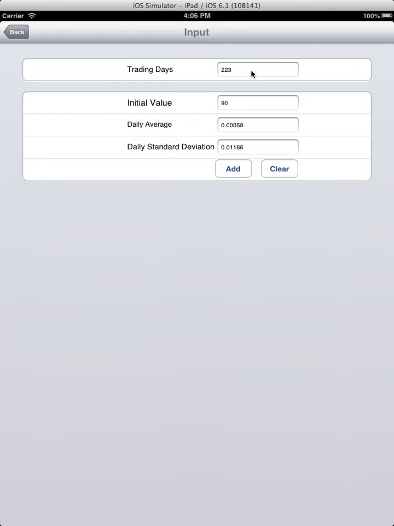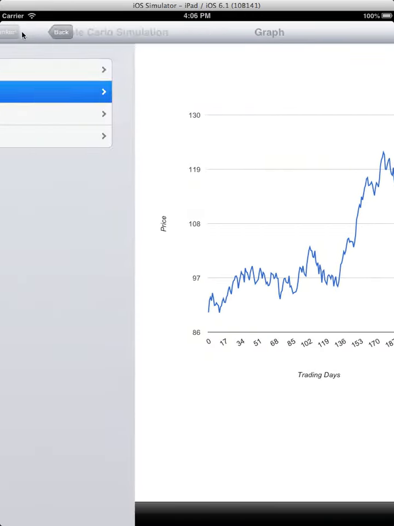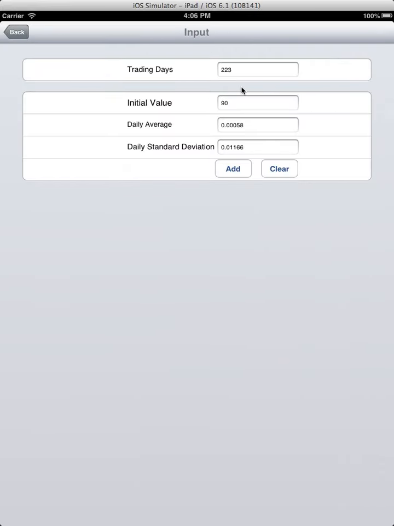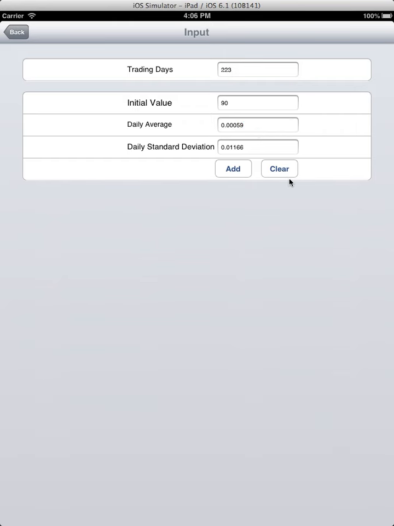The trading days is 223, initial value is 90, daily average is 0.00058, and daily standard deviation is 0.1166. We added that, and let us see what we see. Here is the graph. Now we would like to add one more data point, 0.00059, and here it is.